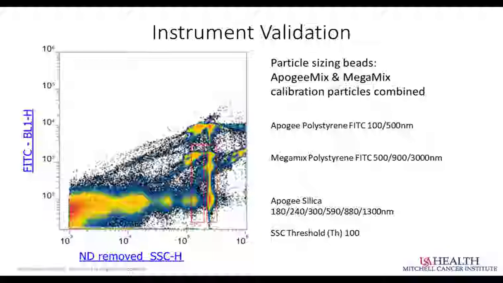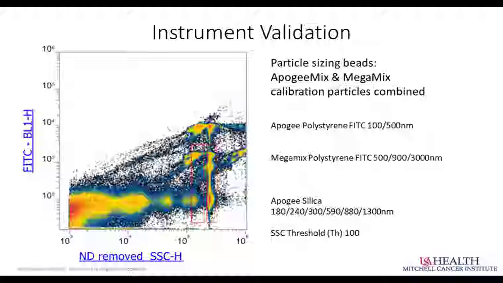The distinction between silica and polystyrene is that silica, the material itself, has a refractive index closest to what the refractive index of true vesicular particles are. So it's really considered to be the best, closest reference standard particle that we can use.